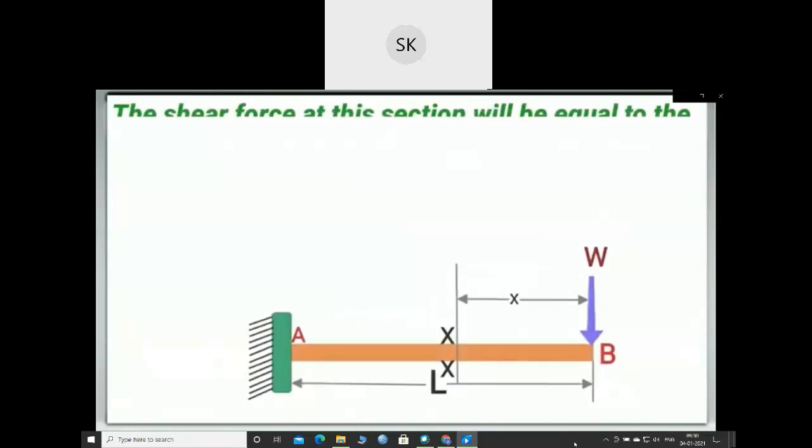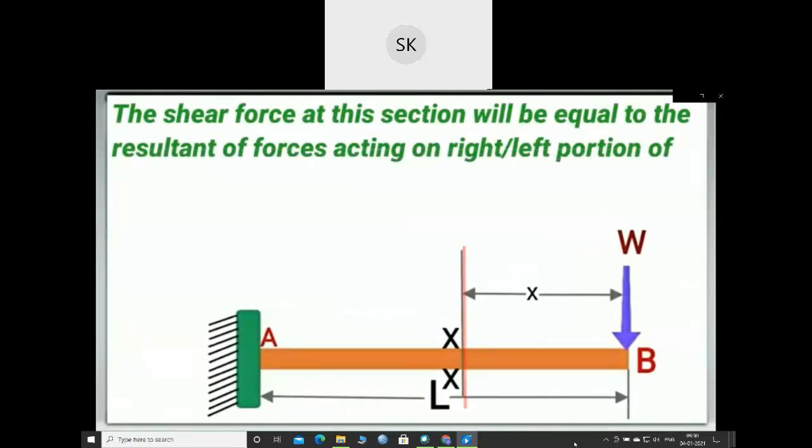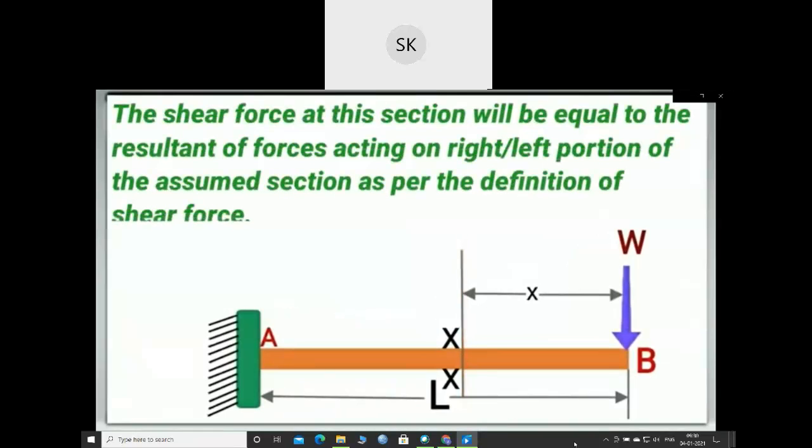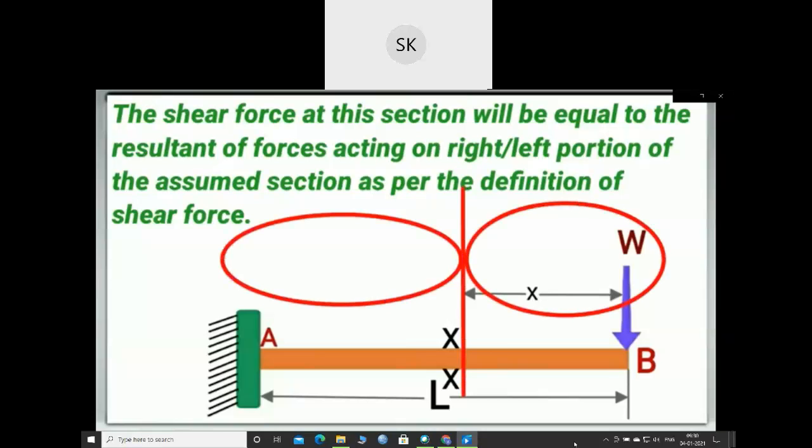The shear force at this section will be equal to the resultant of forces acting on the right or left portion of this assumed section, as per the definition of shear force, according to which the shear force at any section XX is equal to the summation of all the forces acting either to the right or to the left of that section.